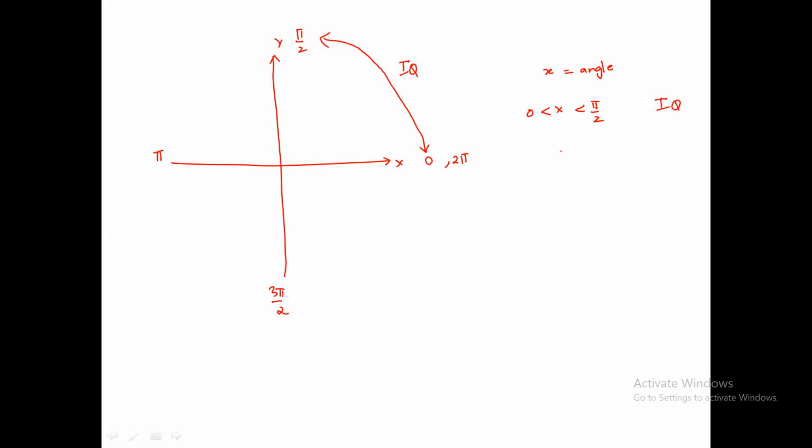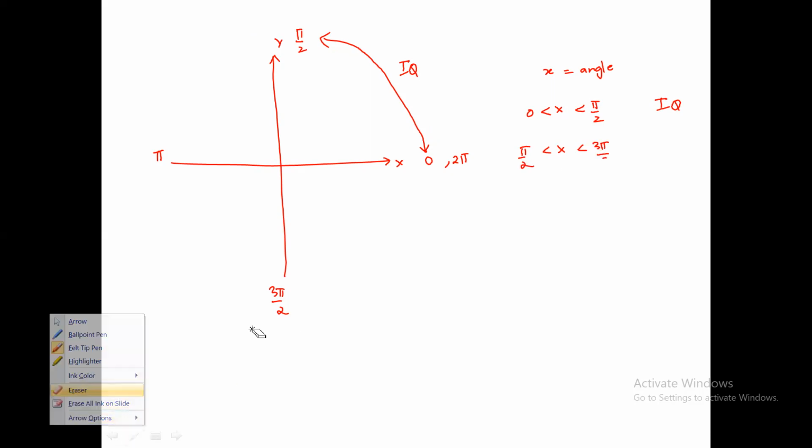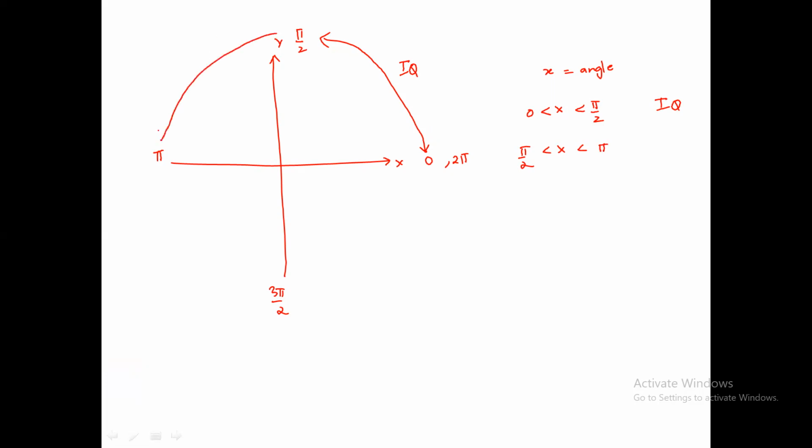First quadrant. Now x can be between pi by 2 and 3 pi by 2. Okay, I will take it separately. Instead of taking 3 pi by 2, I will take until pi. That means x can be between pi by 2 and pi. So this region is the second quadrant.